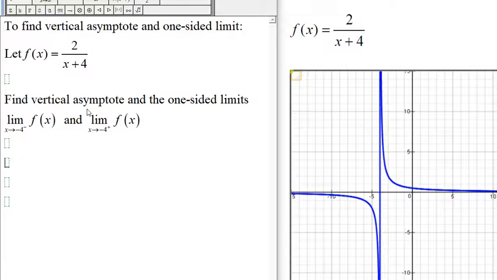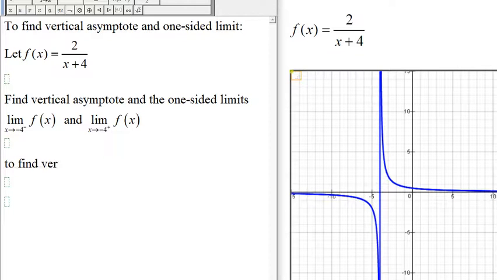And we want to find the vertical asymptote and the one-sided limits, meaning we want to find the limit of f of x as x approaches negative 4 from the left, and also the limit of f of x as x approaches negative 4 from the right.